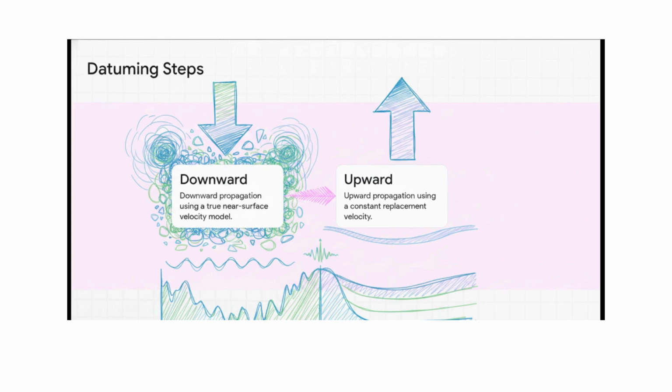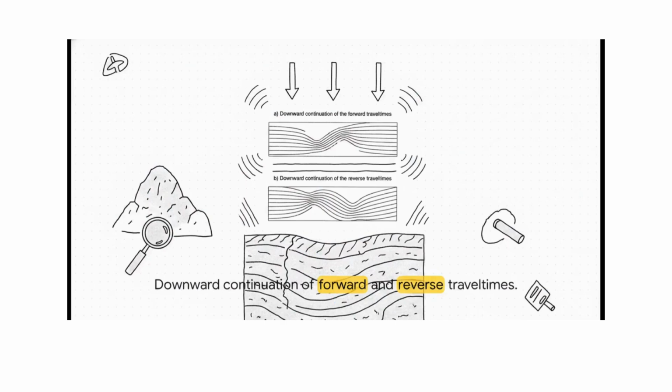But here's the trick. This time, we use a constant replacement velocity. This brilliantly strips away the chaotic near-surface effects and gives us a much smoother interface that's infinitely better for our subsequent migration. Now, what's really interesting about this slide is how it visually anchors that abstract math.